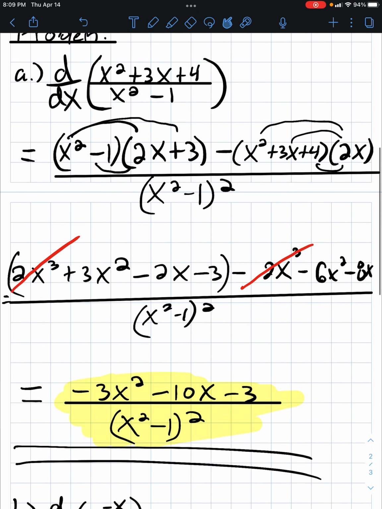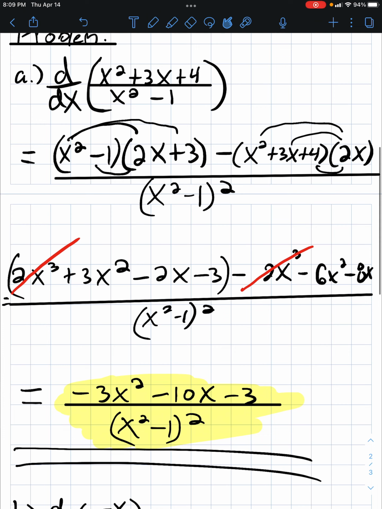So for part A, our solution for the derivative of x squared plus 3x plus 4 divided by x squared minus 1 is equal to negative 3x squared minus 10x minus 3 divided by x squared minus 1, the whole thing squared.